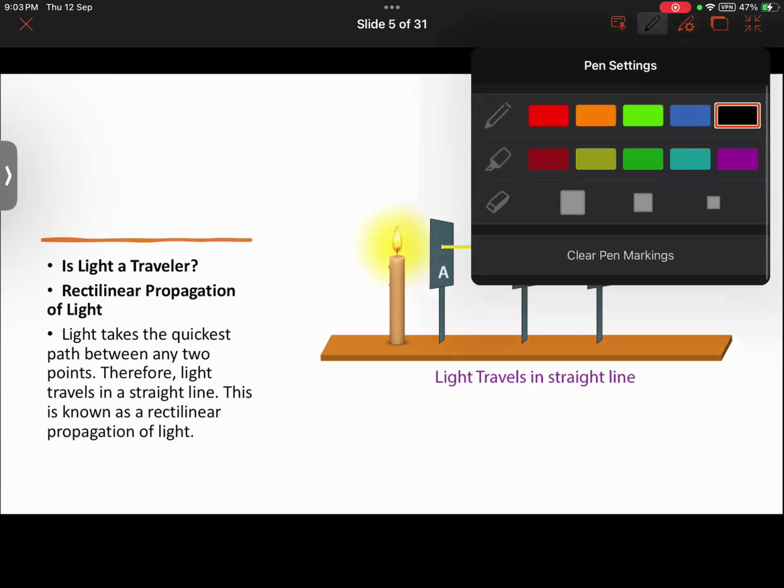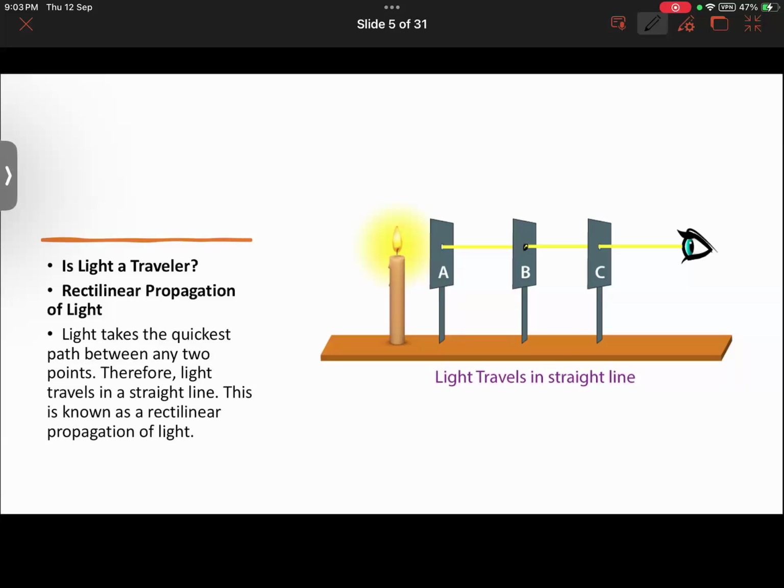But let us say if I were to block this one, will light pass through it anymore? If I were to block this hole, will light still be passing? No, sir. Or let's say the position of the hole were to be changed from here to here. So can light bend like this? Light was traveling like this. Now can light bend like this?